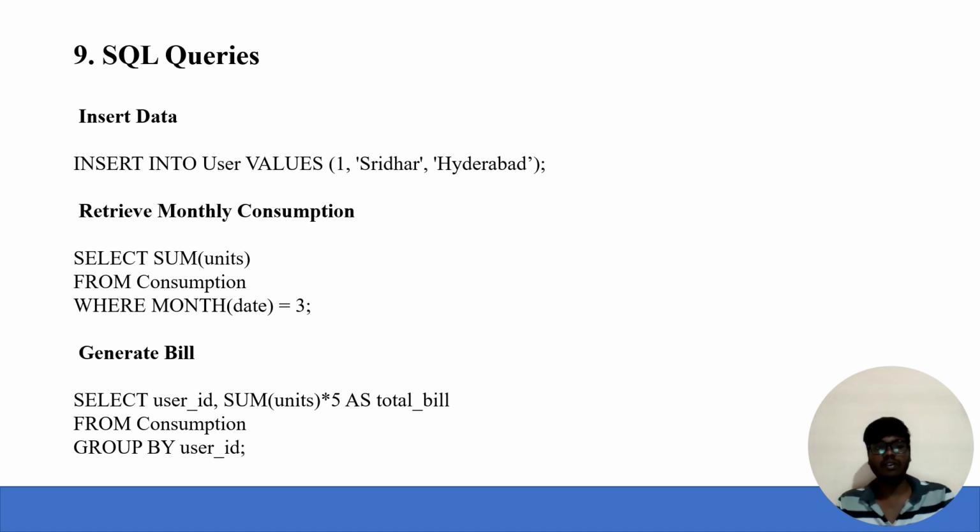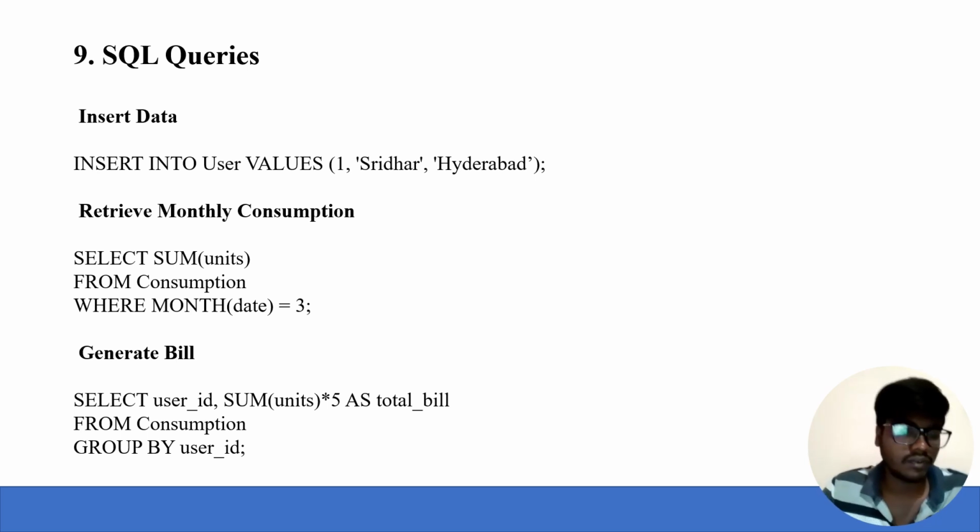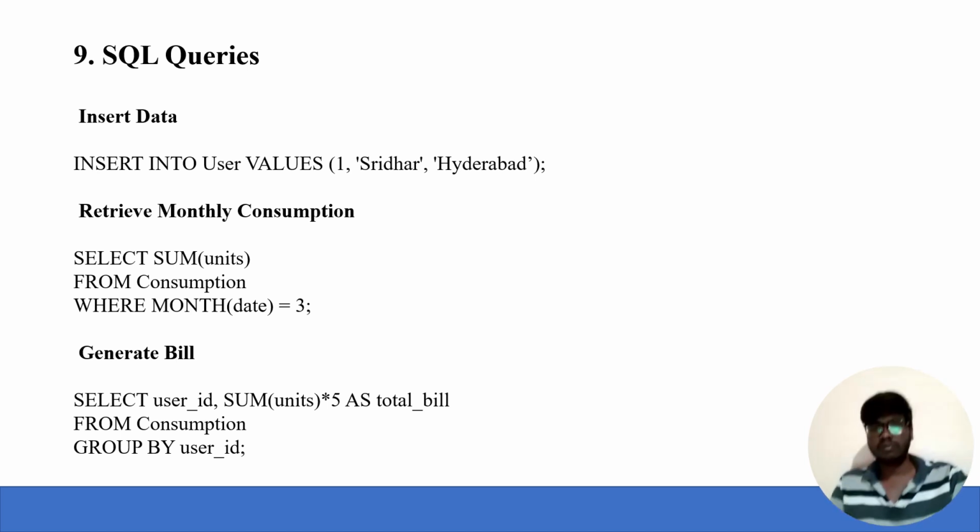Here are some of the SQL queries, like insert into user values. We are inserting all the details, the number, and the user ID, and then we are going to see how to retrieve the monthly consumption. We can retrieve the monthly consumption through select sum of units from consumption where month equals the date, and we can also generate the bill.